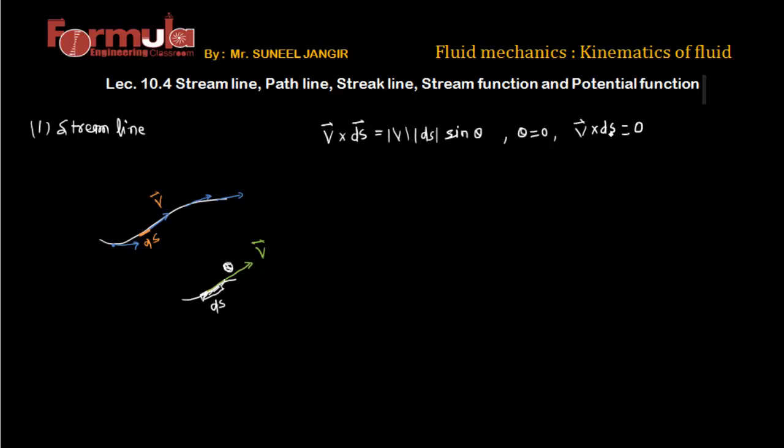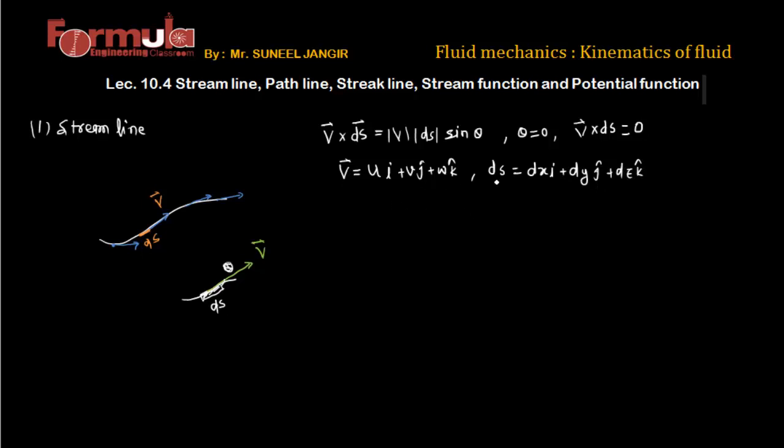Now, when we say this is v cross ds, v is the velocity vector, so we can write v as velocity components, in the x direction it is u i cap, similarly v j cap and w k cap, as we discussed in our previous lectures. And ds we can define as dx i cap plus dy j cap plus dz k cap.